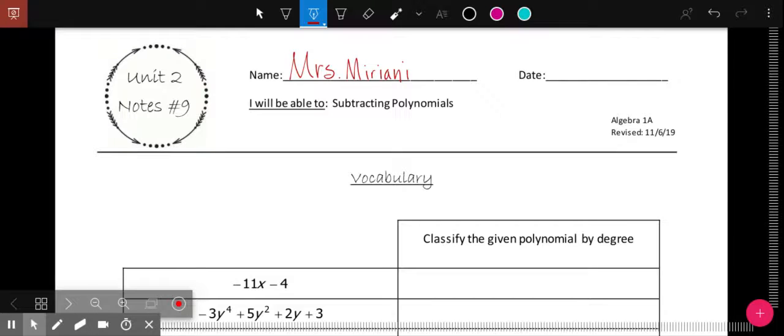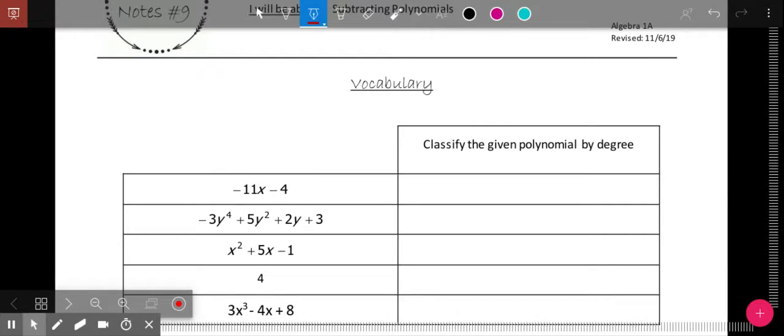Alrighty, guys. So today we're going to be looking at, can we subtract polynomials? So the day before we looked at adding polynomials. So now we're going to be looking at subtracting polynomials. Okay, so just a little bit of review on our vocabulary, because remember, we have to have a way to describe our answers and our polynomials.